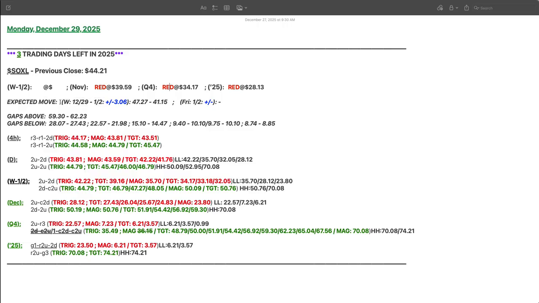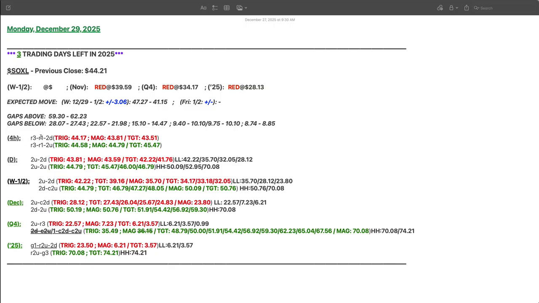We talked about the market makers expected move for the week. It's plus or minus $3.06. That gives us a range of 47.27 to 41.15. And then of course we always keep our gaps above and gaps below on our charts to make sure we know where the quote unquote magnets are at, right? Like all magnets, they like to get filled at some point, so we've got to know where that pull is, right? And we've obviously got more gaps to the downside.